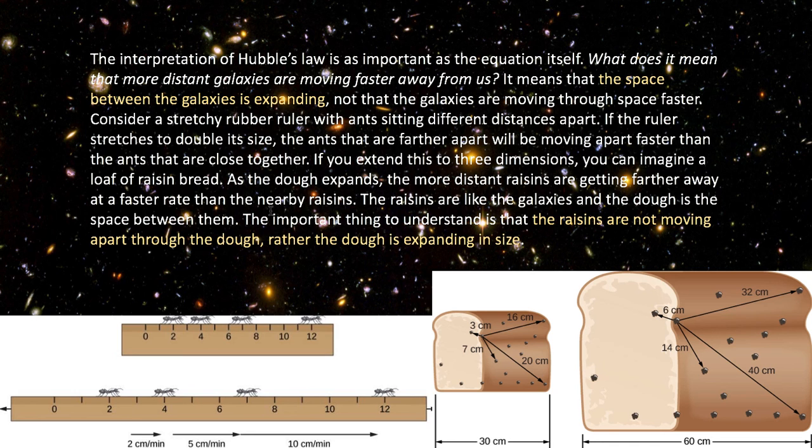Okay, so now we come to the theoretical side of the Hubble law. It's a very practical relationship. It's empirical, based on the data. But what does it mean? What does it mean that more distant galaxies are moving faster away from us? It means that the space between the galaxies is expanding. And it's important to distinguish that from galaxies moving through space faster. If that's what you're imagining, the galaxies moving through space, that's not exactly what's happening. What's happening is the space between them is expanding.